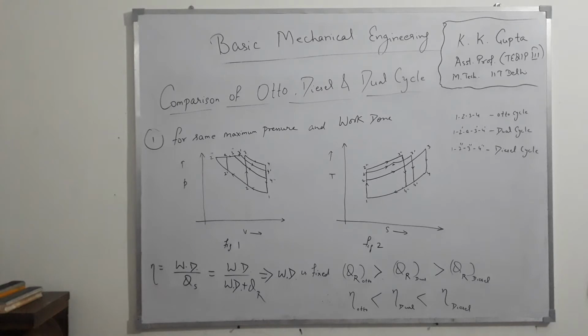Figure 1 is showing pressure volume diagram and figure 2 is showing temperature entropy diagram. 1, 2, 3, 4 is Otto cycle. 1, 2 dash A, 3 dash, 4 dash is dual cycle. 1, 2 double dash, 3 double dash, 4 double dash is diesel cycle.